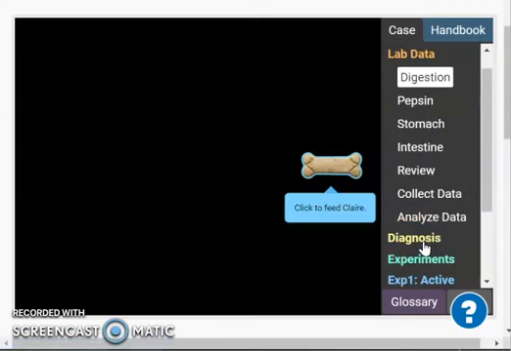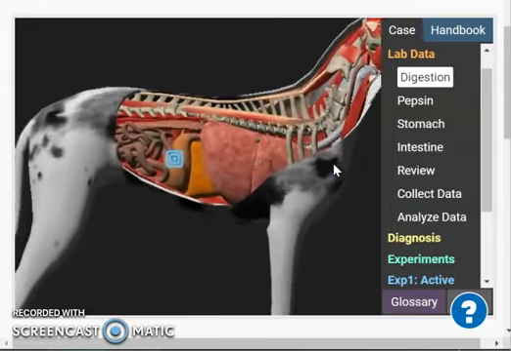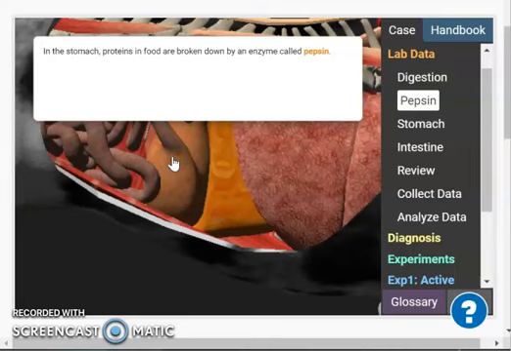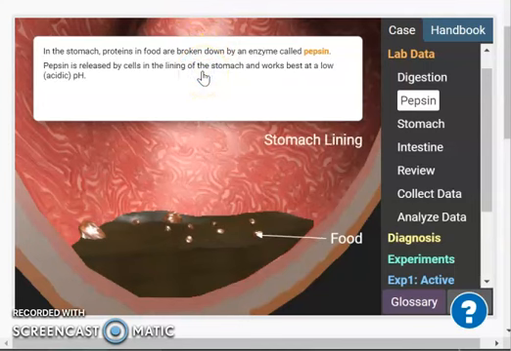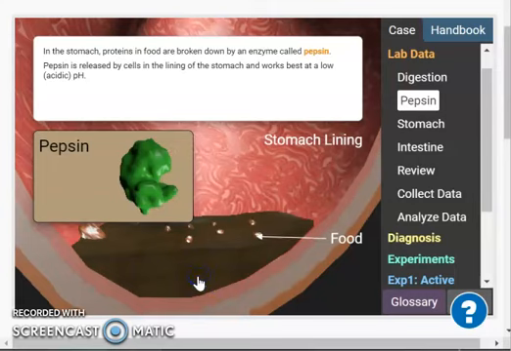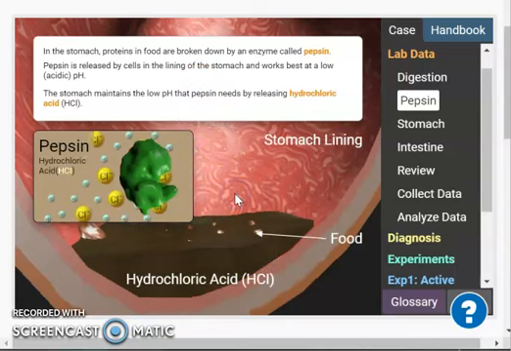Let's look at our digestion. We are going to feed Claire. As the food goes down to her stomach, let's go inside and see the digestion. In the stomach, proteins in food are broken down by an enzyme called pepsin. Pepsin is released by the cells in the lining of the stomach and works best at a low, or acidic, pH. The stomach maintains the low pH that pepsin needs by releasing hydrochloric acid.